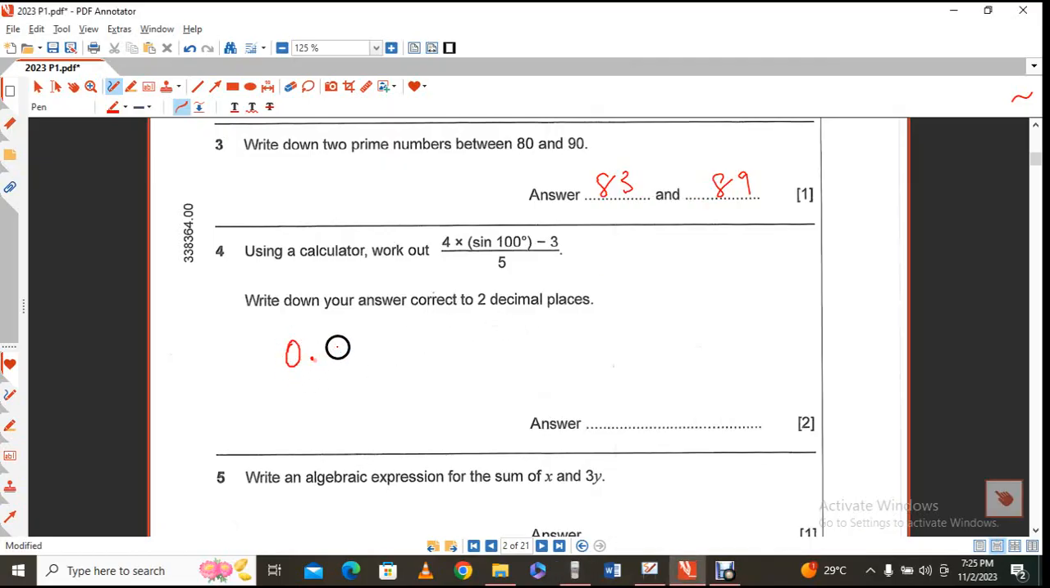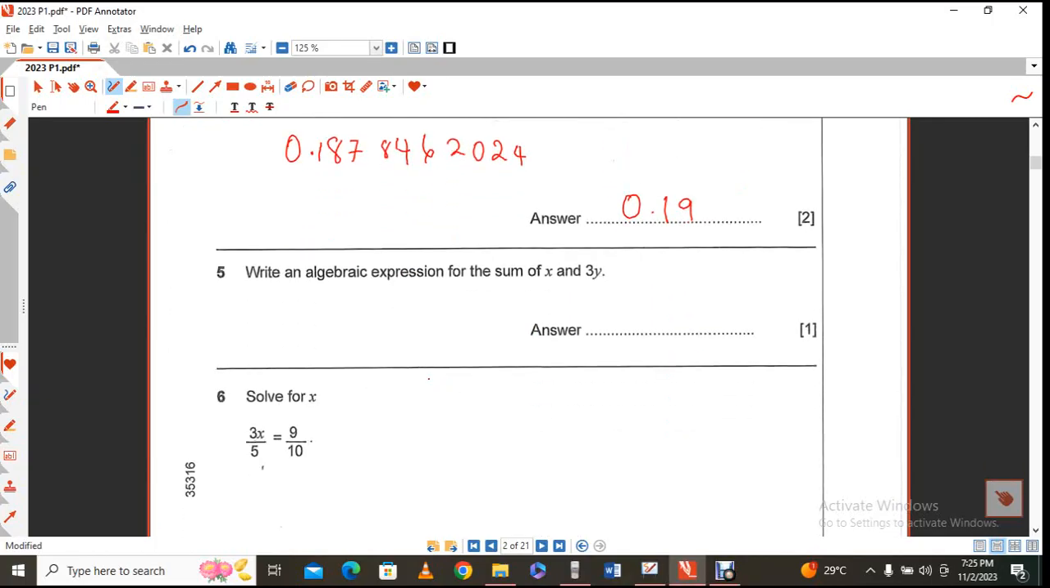So you have got 0.81878462024. Write your full calculator display and then write your answer to the required degree of accuracy that they are asking. Question 5, write an algebraic expression for the sum of, well, this is nothing but x plus 3y. Of course, another learner can say 3y plus x, still the same thing.